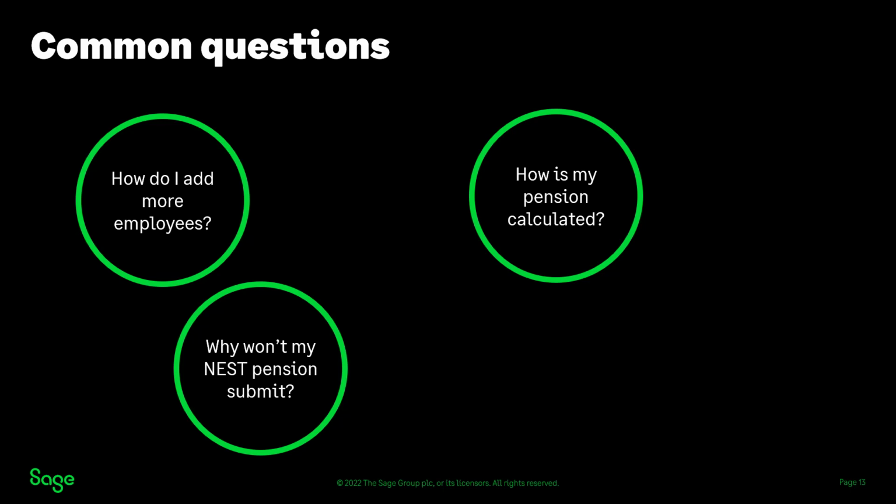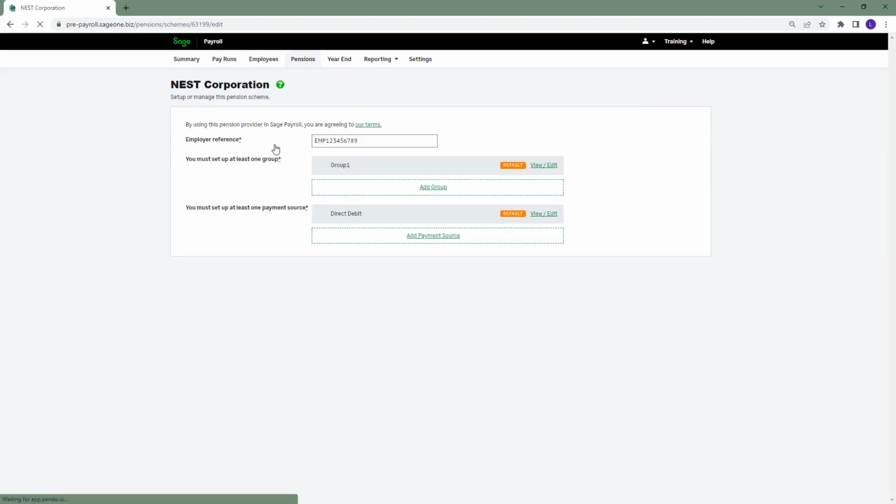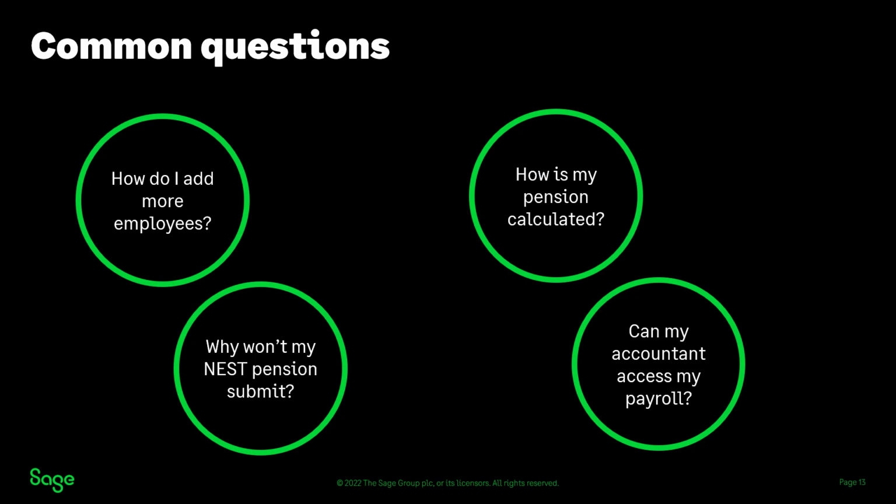Something else to check in the payroll is to make sure that when you go into pensions and edit your pension, your group name and your source name are exactly the same as what you see them in your Nest portal. That means capital letters in the right places and spaces where there are spaces. If they're not exact, your submission will fail to Nest. Can my accountant access my payroll? Yes, your accountant can. I showed you that a little bit earlier. You would just go into your Manage Business Account area and invite your accountant.